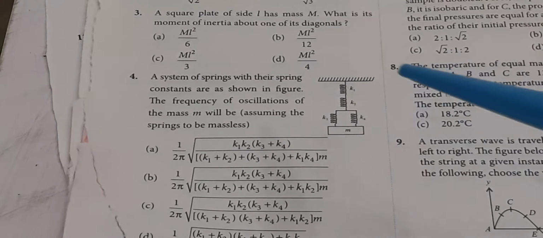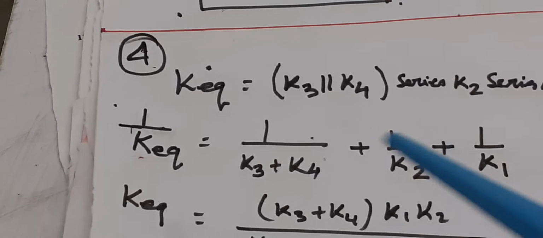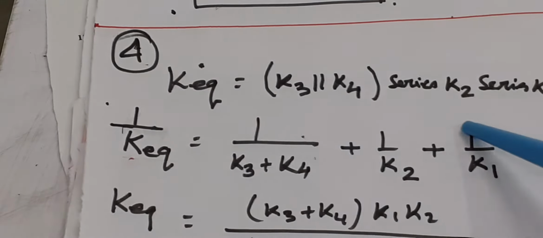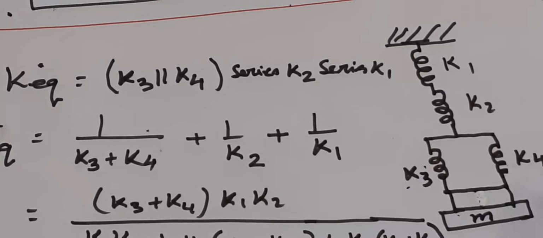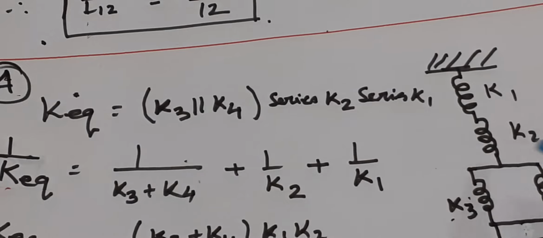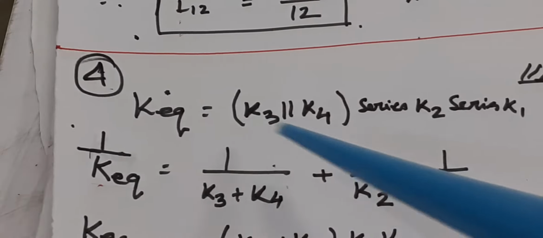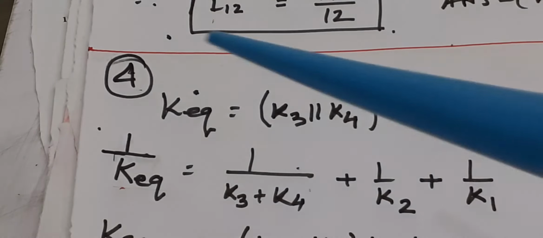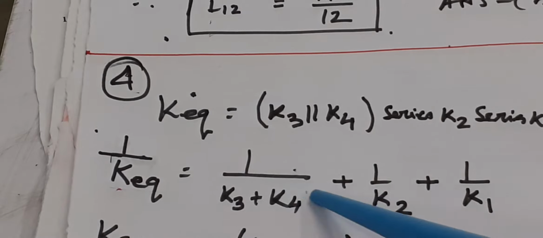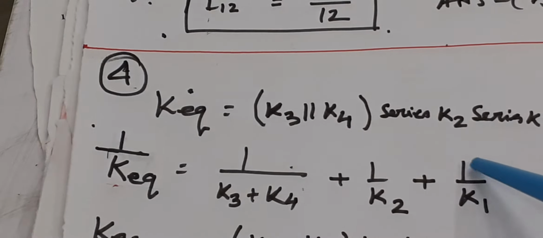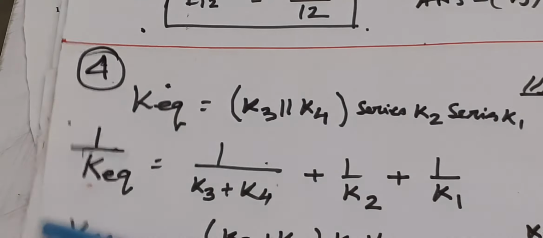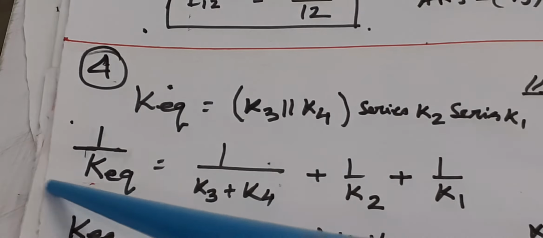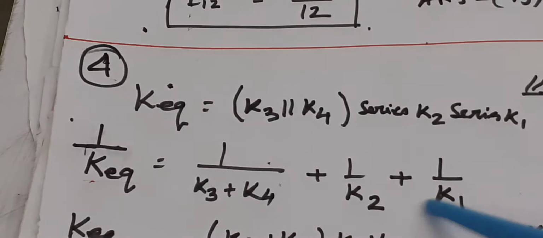That means we can use this type of equivalent calculation, that is 1 by k equivalent. The spring 3 and 4 are parallel, so the sum of the two will be the equivalent. That means after that 3 springs will be there, then all 3 will be in series. So 1 by K3 plus K4 plus 1 by K2 plus 1 by K1 will give the equivalent 1 by K equivalent. That is the basic relation, the equivalent formula for series.